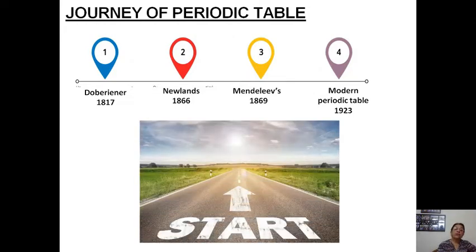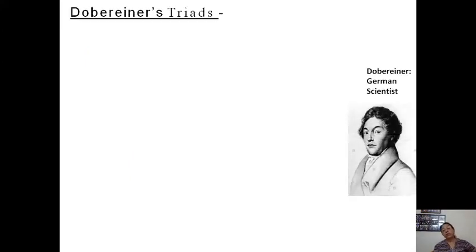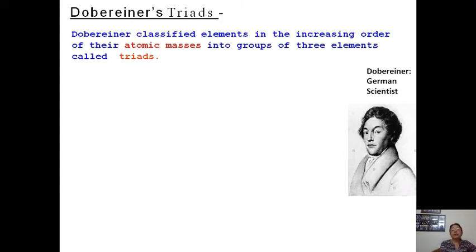So let's start with Dobereiner. Dobereiner was a German chemist, and he classified elements in the increasing order of their atomic masses into groups of 3 elements called triads. Actually, Dobereiner was the first scientist to show the relation between the properties of elements and their atomic masses.